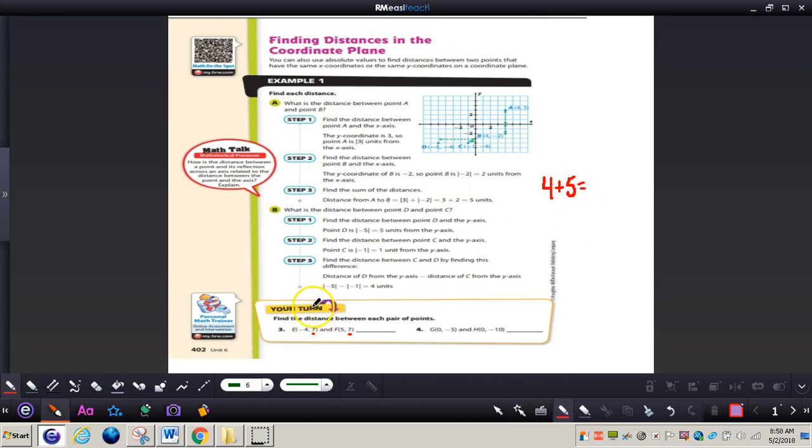Why do we add them both together? Because we have a negative number and a positive number. If both of them were positive, we would find the difference or subtract them. If both of them were negative, we would find the difference or subtract them. But since we have a positive and negative, you need to find the sum of their absolute value. Okay, so 4 and 5 together is going to give us 9 units away. Okay, so for number 3, it's going to be 9 units.